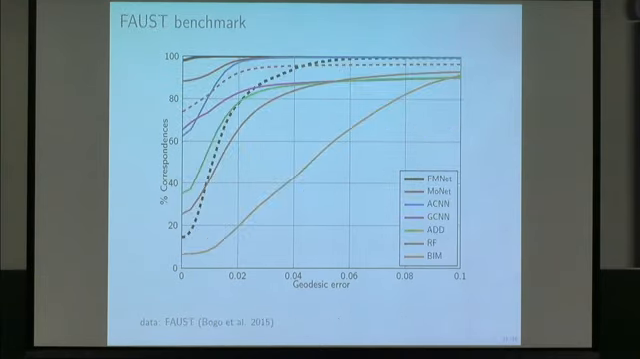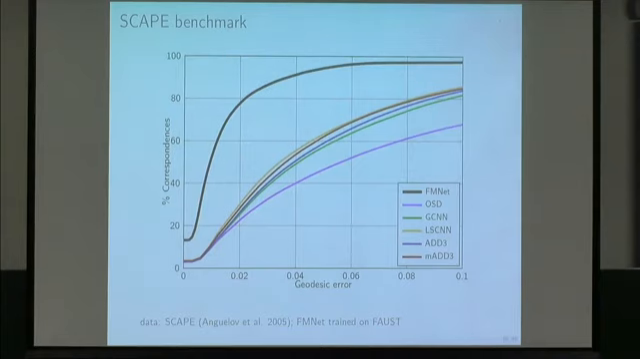This is the same experiment on the Faust benchmark. What is shown here are a few competing methods for learning descriptors, basically using different neural networks. Yes? In the previous example, was it after the refinement? Yes, yes. This is the result after the refinement.